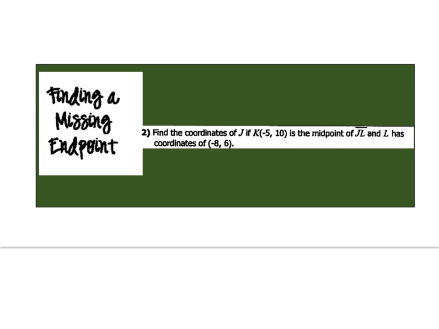Here's another problem. Find the coordinates of J if K, negative 5, 10, is the midpoint of JL, and L has coordinates of negative 8, comma 6. What do you do when you don't know what to do? You start with a picture.